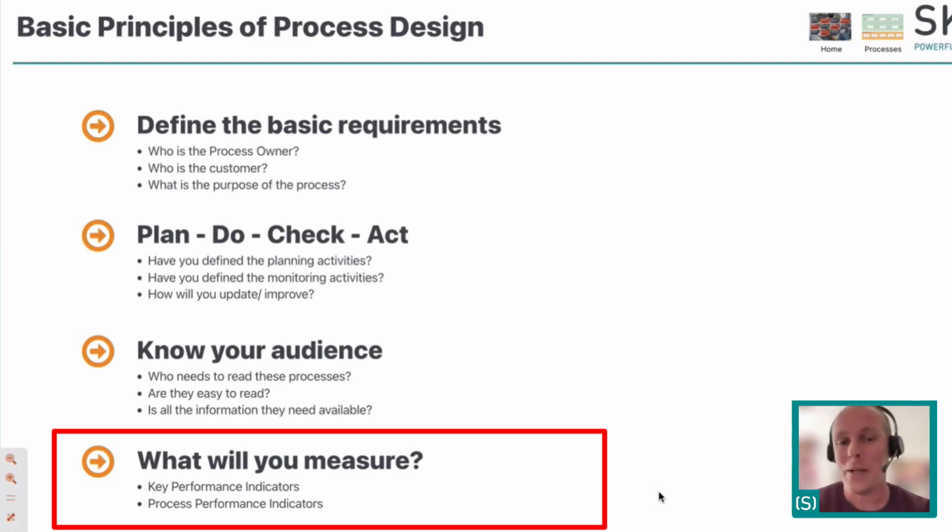Again, we recommend, if possible, actually putting that against the process somewhere. So if you're going to measure something at a point in the process, define it against the process so that people know what's being measured. That could be as simple as just capturing it as an attachment against the process.